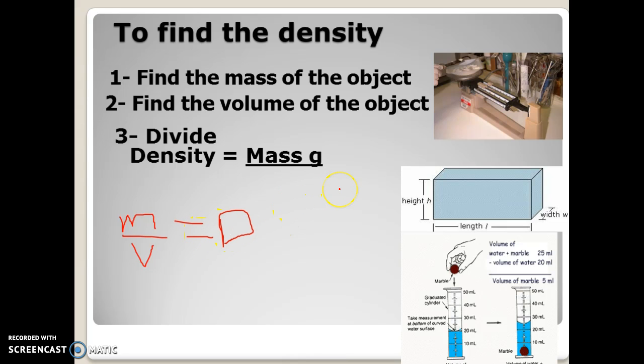A quick and easy way to find out: draw a heart, draw a line right in the middle, and it looks like kind of an M over a V. So probably not as much with my terrible handwriting, but M over V, mass divided by volume, is going to be our math equation for density.